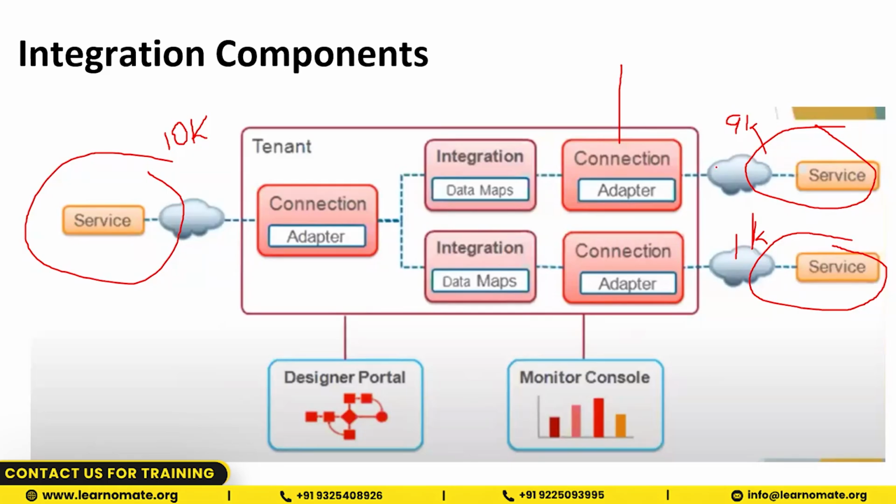That logic we write in the integration. Then, if you see here, this is what happens during development. Below, we have two things: the designer portal and the monitor console. With the help of the designer portal, we drag and drop components and build our solution. Once our solution is built, through the monitor console we can see the monitoring, how our flow is going on and what is happening. If our flow errors out, we can see why it is erroring out. All those things we can see in OIC.